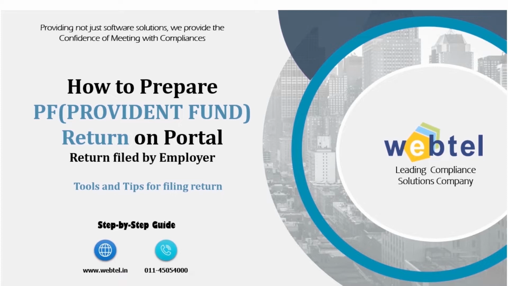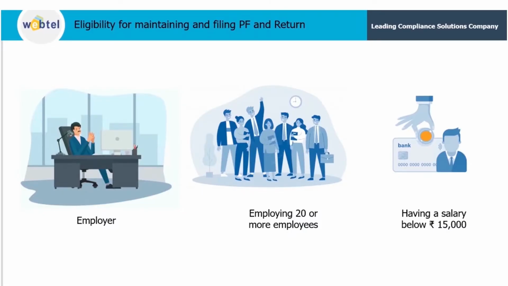But before going to the PF return filing, let us recall some of the basic details as we have already discussed in our previous video. Firstly, the eligibility criteria. The employer is eligible for PF deduction of employees only after having 20 or more employees in the organization. Any employee having a salary consisting of basic plus DA below 15,000 is eligible to get PF deducted by the employer.